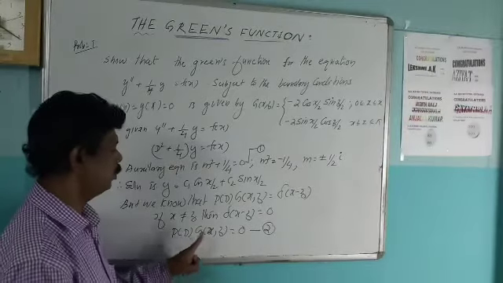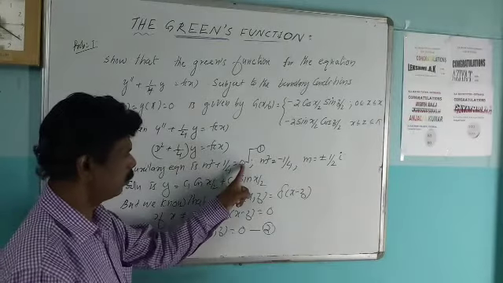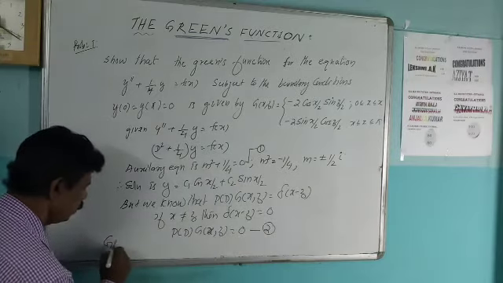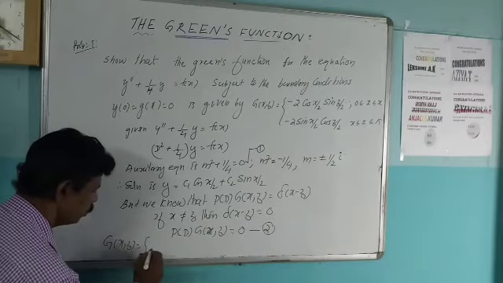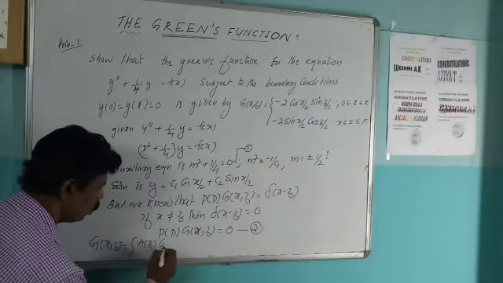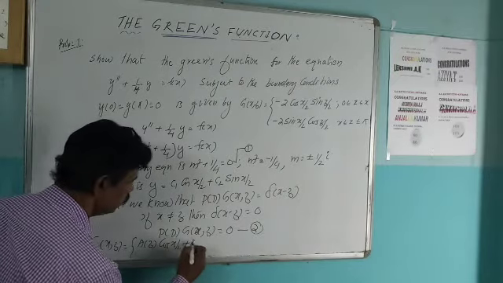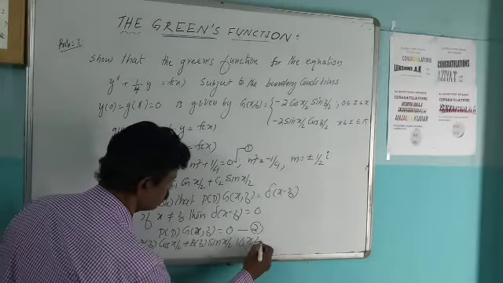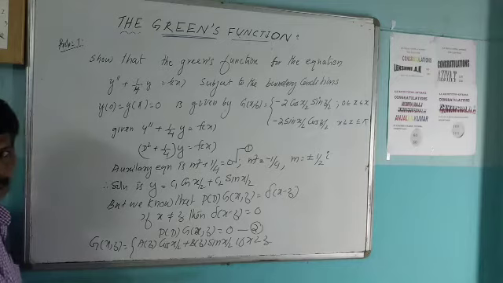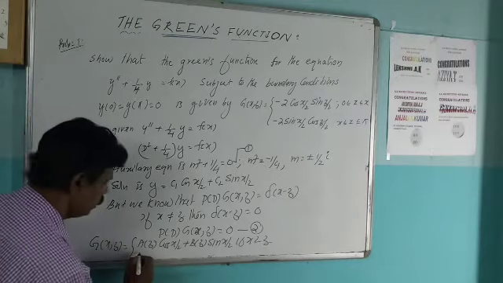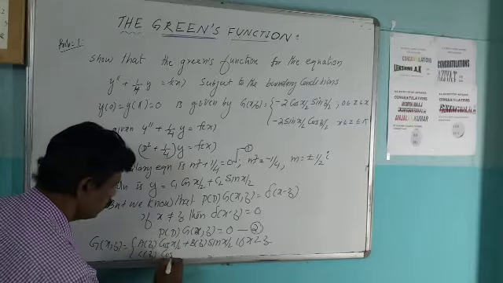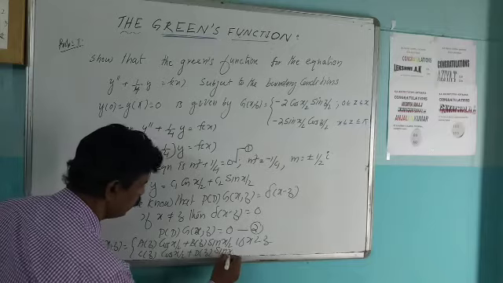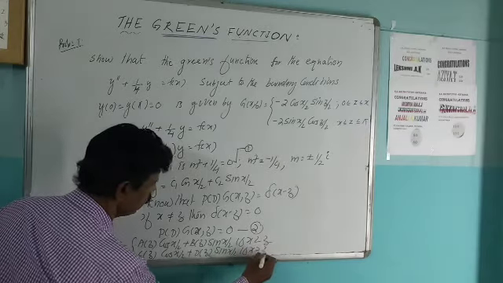So we can write g of x, z. Since equation number 1 and equation number 2 are same, then g of x, z equal to a of z cos x by 2 plus b of z sin x by 2 if x less than z. Clear please? And c of z cos x by 2 plus d of z sin x by 2 if x greater than z.